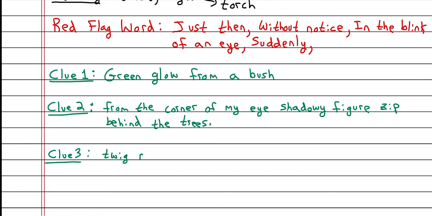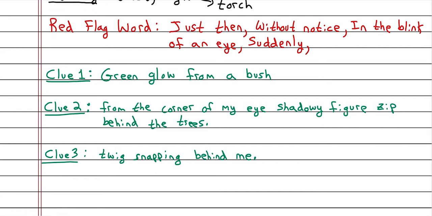Snapping. How do you write snapping? I'm just imagining a twig snapping behind me. Okay, so I'm going to write this in the first person, which means I become the character. So there's a twig snapping behind me, and that's really going to spook me out.